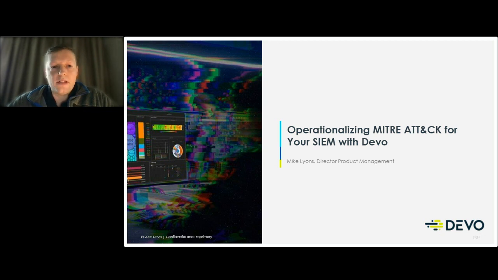So just a little introduction to myself. My name is Michael Lyons. I'm Director of Product Management here at Devo, specifically for our SciSec threat research team. It's a large team of security researchers and data scientists, and we also have content engineers that help us build some applications as well. And that's what I'm here to talk to you about today.